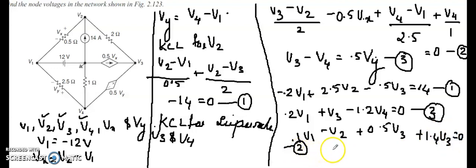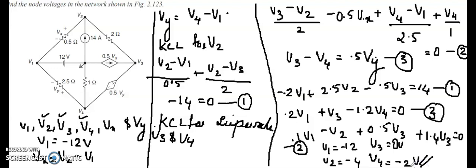And we have all 3 equations and 3 unknowns. We can find V1, which we already know is minus 12, V2 is equal to minus 4, V3 we will get as 0 volt and V4 we will get as minus 2 volt. We have found all the node voltages, and I hope you understood the solution. If you have any doubts you can ask me. Sorry, in equation 1 it's not 0.2, it's 2.